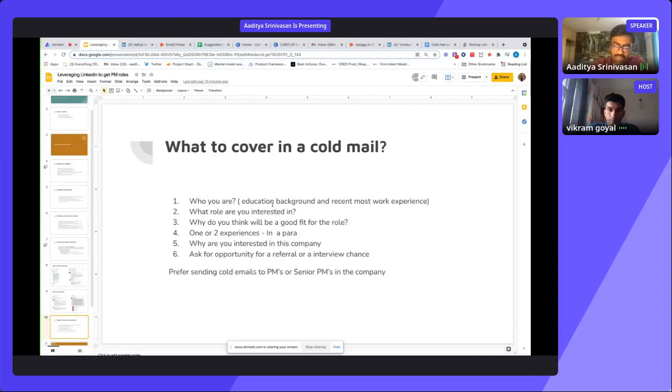And one more suggestion is to mail someone who has been at least more than 1 to 2 months within the company, because when you're a new person in the company, you're slightly agnostic or slightly skeptical in terms of referring new people, because you yourself are new. So always make sure that you look at someone who's worked for more than 1 to 2 months within that company. So these are the basics of what cold mails are.